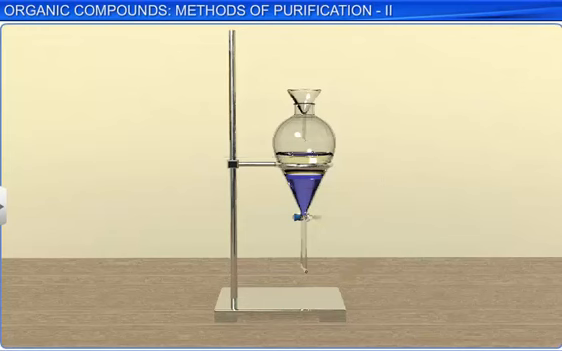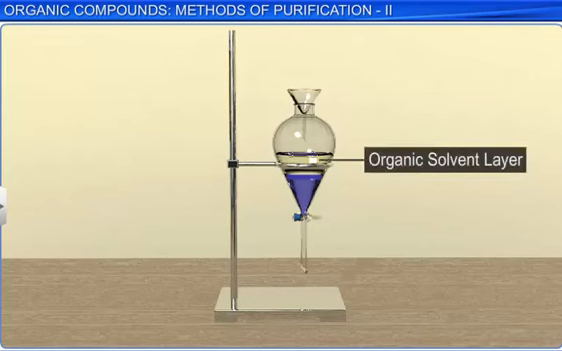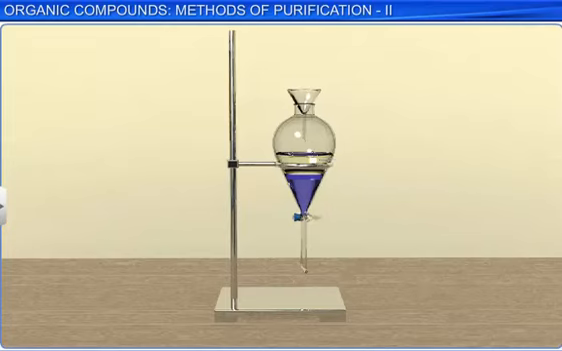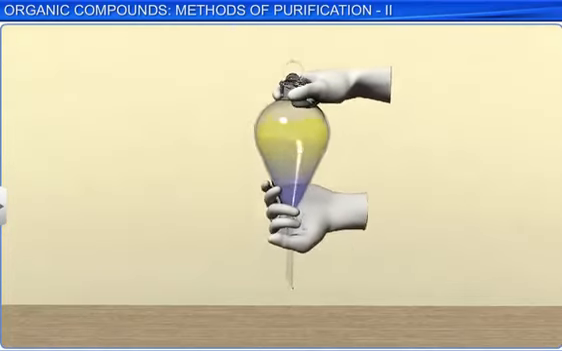Differential extraction is carried out in a separating funnel. In this method, the aqueous solution of the compound to be extracted is taken in the separating funnel. Then, a suitable organic solvent is added to the funnel. Next, the funnel is shaken for some time and then it is allowed to stand for some time.